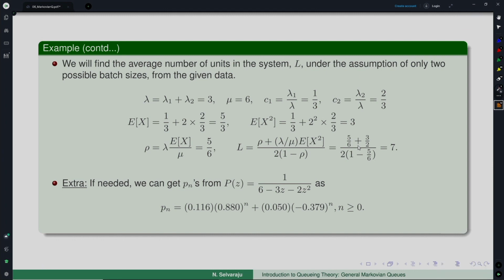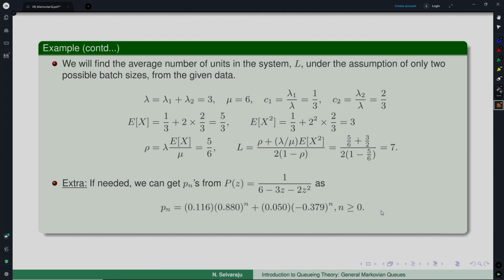Now, in this particular case, it is also nice and easy that you can in fact compute the system size probabilities, because the batch sizes are either 1 or 2 with the corresponding probabilities 1 by 3 and 2 by 3. So, it is 1 by 3 times Z plus 2 by 3 times Z squared, which is the generating function C of Z. Now, once you plug that into P of Z, you will get this expression. There will be two roots for this. You make the partial fraction expansion, make a series representation and extract the nth coefficient, and you will arrive at this expression for the Pn's, which means the number in the system.